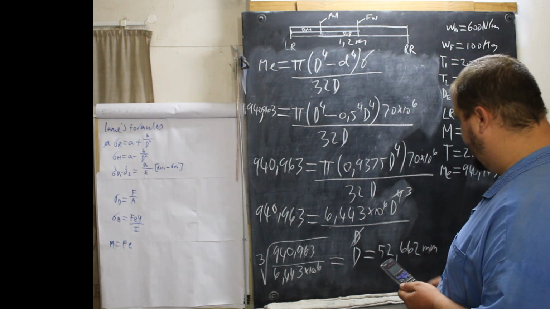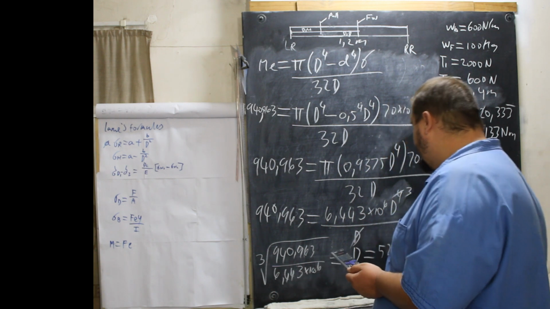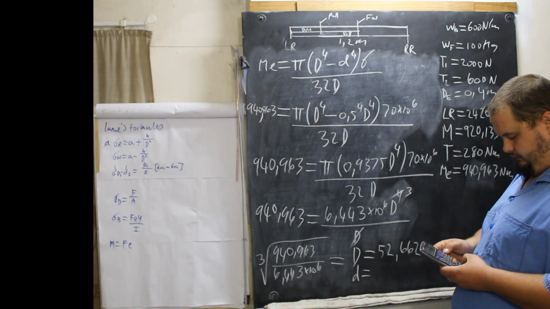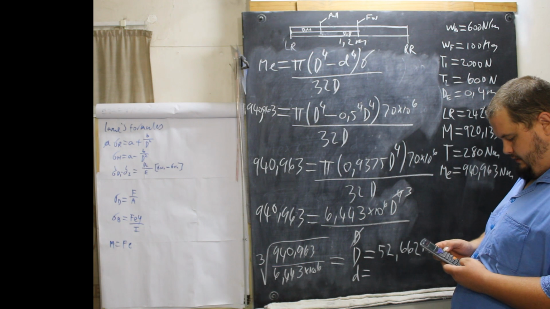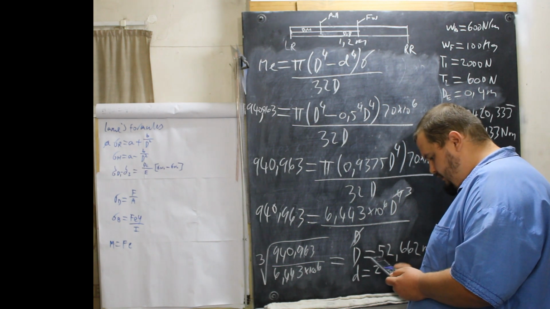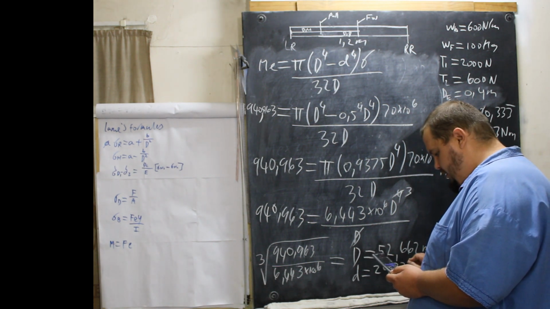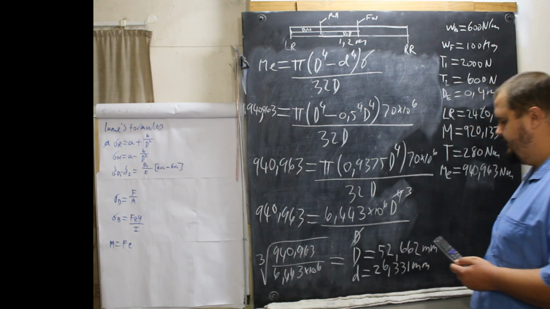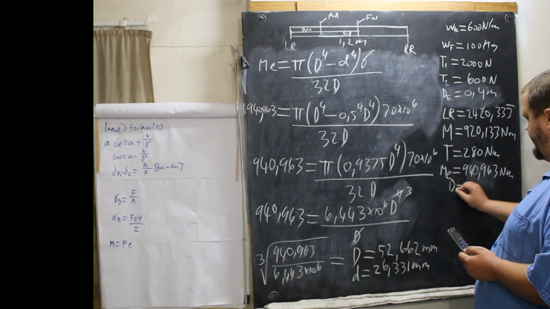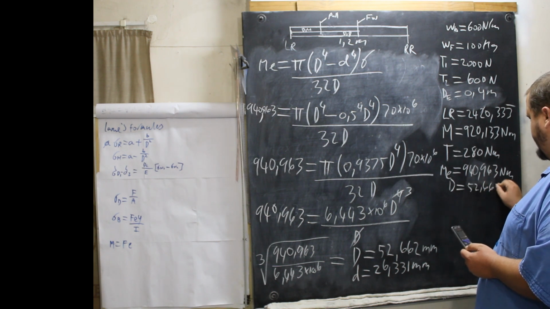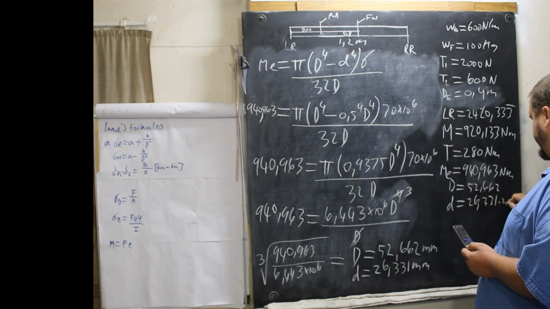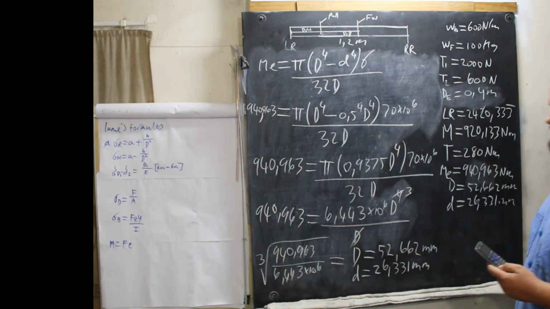Now little d is 50%. If we remember, little d is 50% of big D. So times our 0.5, we have 26.331 millimeters. That is our diameters of the shaft. So big D, 52.662, little d, 26.331 millimeters.